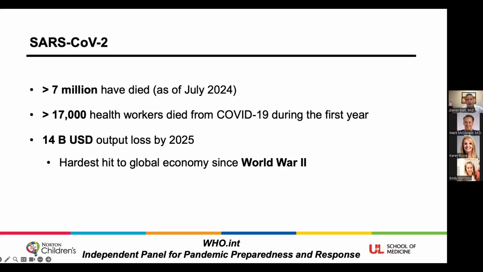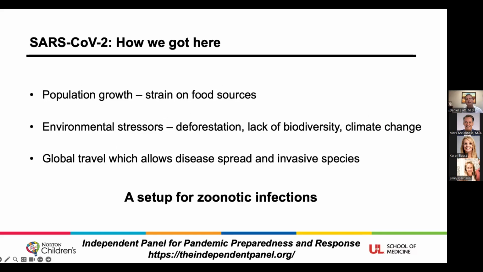So this disease outbreak talk would not be complete without discussing COVID-19. And we've seen about 7 million deaths due to COVID. And the true excess death toll is likely much higher. More than 17,000 healthcare workers died in the first year from COVID. And this has been the largest hit to the global economy since World War II, and the greatest economic contraction since the Great Depression. It has been due in large part to a lack of preparedness. The inability to take preparation seriously, combined with population growth, environmental changes, and global travel, put the world at risk for a zoonotic infection to be introduced into the population.